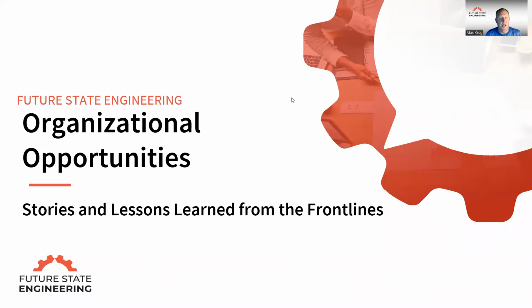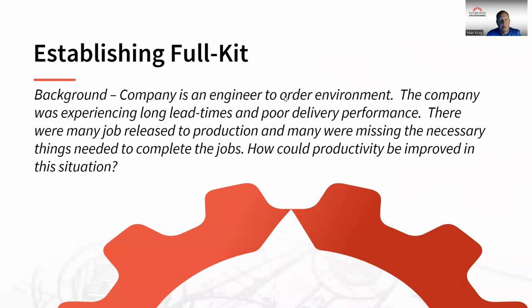In today's session, we're going to continue on the series of organizational opportunities, stories, and lessons learned from the front lines. Today's story comes to us from a company that is an engineer-to-order environment. The company was experiencing long lead times, poor delivery performance, along with quality issues, and lots of work in process. So there were many jobs released to production, and many were missing the necessary things to complete the jobs. So how did we improve productivity in this situation?